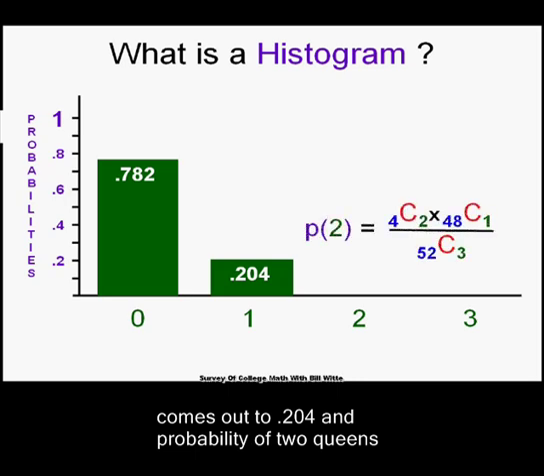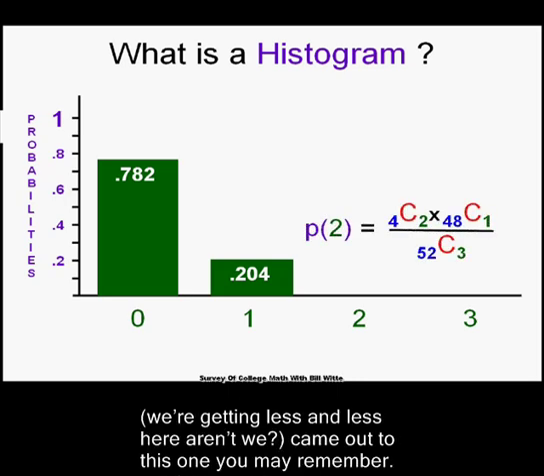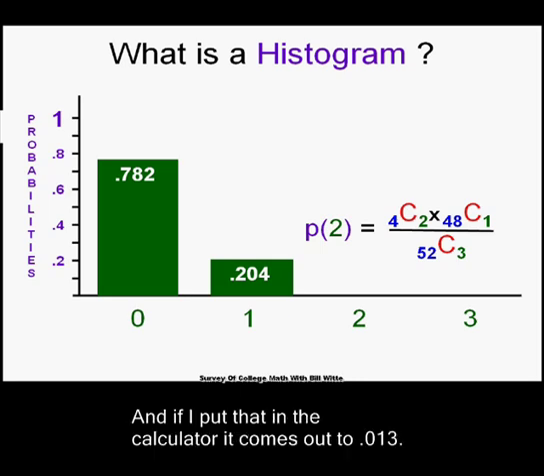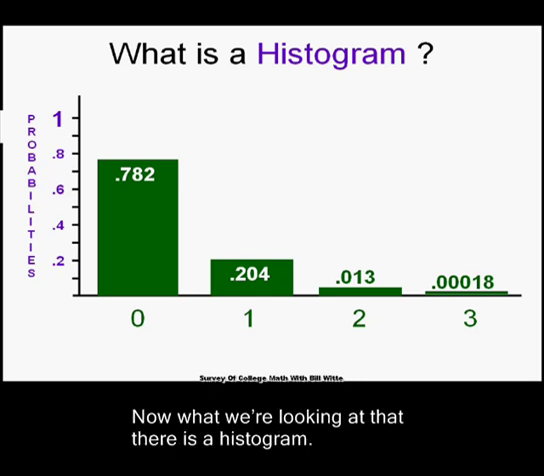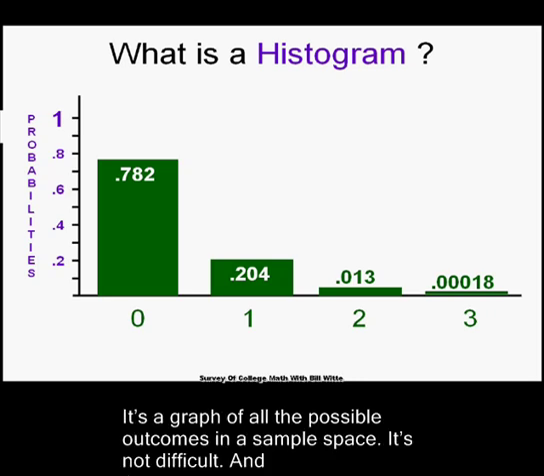The probability of 2 queens, we're getting less and less here, aren't we? Came out to this one, you may remember, and if I put that into the calculator, it comes out to 0.013. And the probability of getting all 3 queens, it's a very teeny number, okay? Now what you're looking at there is a histogram, kind of a graph of all the possible outcomes in a sample space.